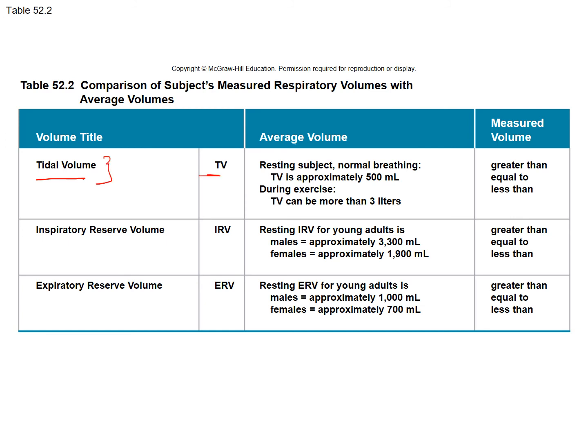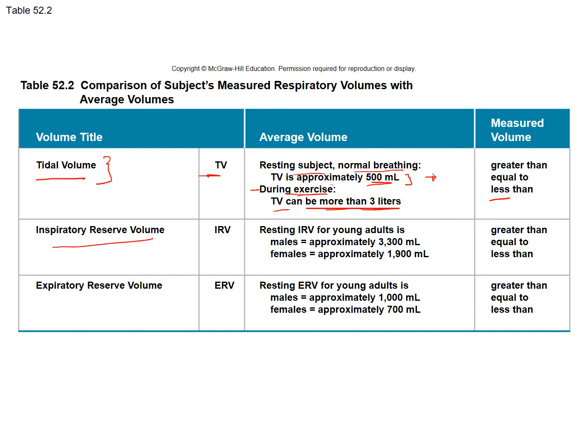Tidal volume, again, TV. The average volume will be the resting subject's normal breathing, when the subject is actually resting. His tidal volume will be approximately 500 milliliter. During exercise, if you ask the subject to perform some exercise or jumping up and down or something, tidal volume can be more than 3 liter. So in case of resting, it's 500 milliliter, but in case of exercise, this tidal volume can reach up to 3 liters. So usually at rest it can be equal to 500 milliliter or more, but in case of exercise, it's going to be more than 3 liter.